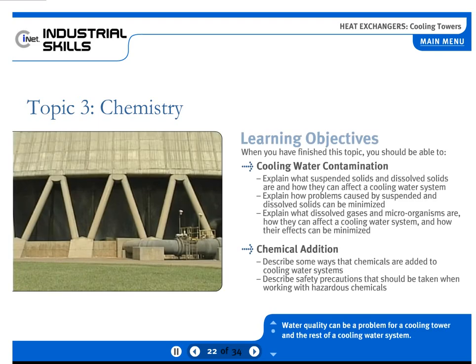Water quality can be a problem for a cooling tower and the rest of a cooling water system. For that reason, operators need to know about the chemistry of cooling water, water contaminants, and their effects on a cooling tower and system. In this topic, we'll examine cooling water contamination. We'll look at how chemicals are added to cooling water. And we'll discuss safety precautions that should be taken when chemicals are added. These are the learning objectives for this topic. When you have finished reviewing the objectives, select Continue.